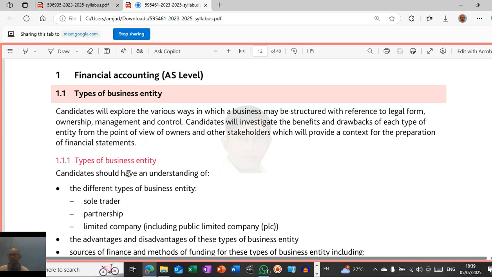Types of business entity. Candidates should have an understanding of different types of business entities: sole trader, partnership, limited company, and the advantages and disadvantages of each type of business entity.